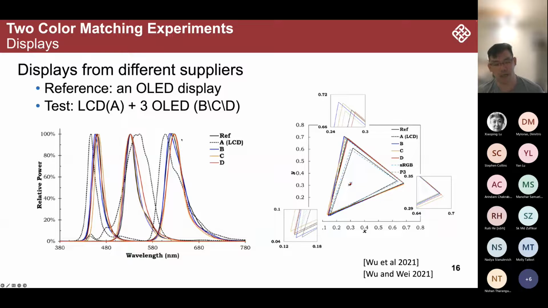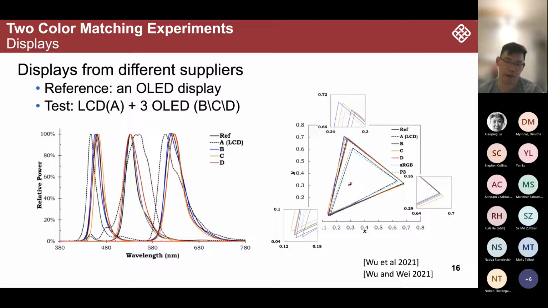And if we plot the chromaticity coordinates of the primaries of these five different displays, you can see that there are some differences in the blue and some differences in the green. But for the red, their chromaticity was pretty close. But that does not affect our experimental results. And in order to see whether they will actually make a difference, we carried out the color matching experiment.